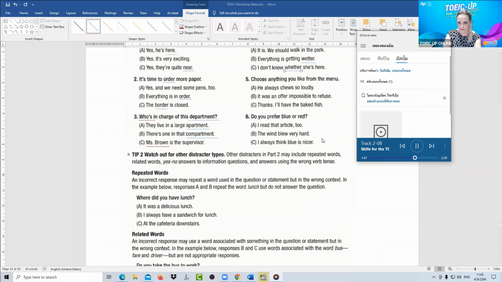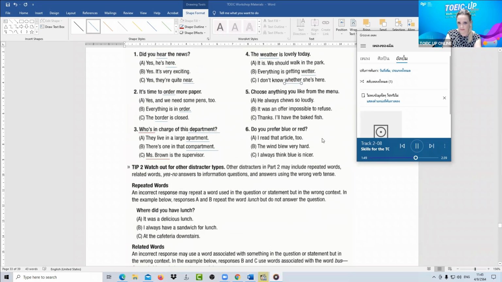Number 5. Choose anything you like from the menu. A. He always chews so loudly. B. It was an offer impossible to refuse. C. Thanks. I'll have the baked fish.